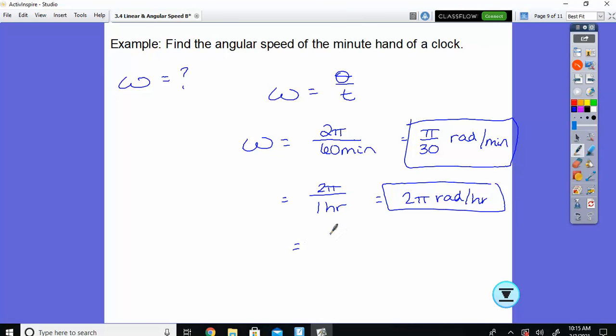You could even talk about seconds if you wanted. So if it goes all the way around, it'd be 3,600 seconds. So that's pi over 1,800 radians per second. Okay. You don't need all three, but I'm putting all three just to illustrate how important it is to label your units. Because the answer is very different whether you were talking about hours, minutes, or seconds.